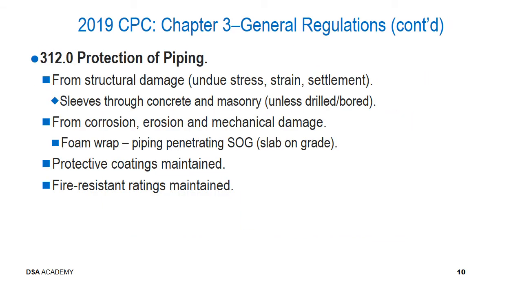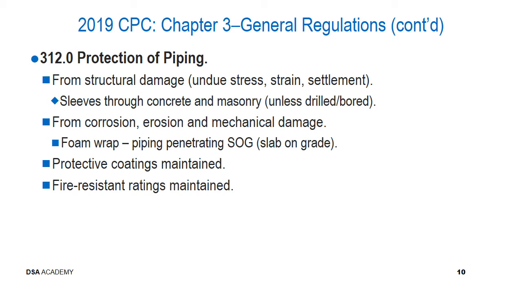When discussing the installation of plumbing piping or plumbing systems in a building, there are primarily two main focuses that a project inspector must be concerned with, and they are, number one, protection of the piping system, and number two, protection of the structure.